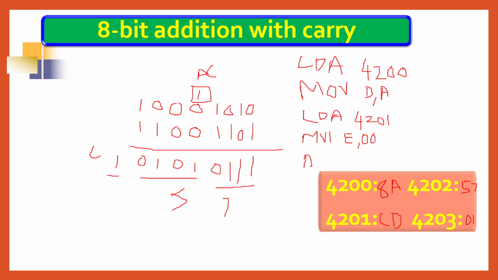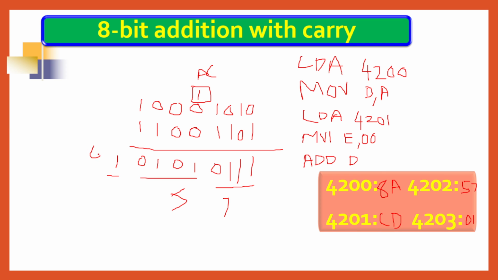So add one data in accumulator, that's the default. Then the other data in D register. So ADD D, which means it will add the content of accumulator plus D register, and the result is also stored in accumulator. The sum 57 will be available in A register. But now we have to check the carry.